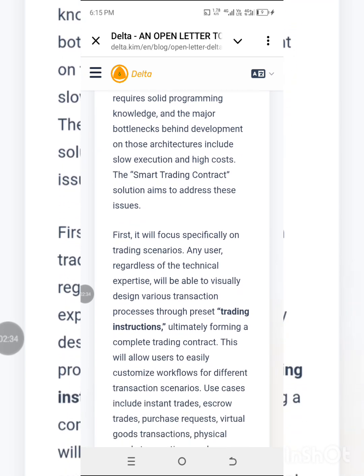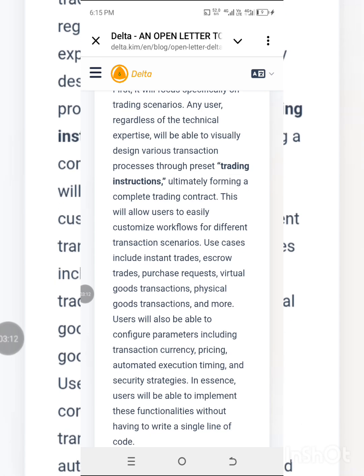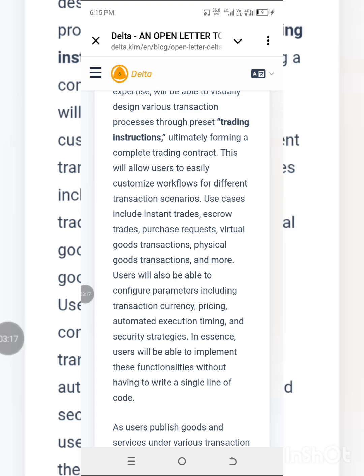First, it will focus specifically on trading scenarios. Any user, regardless of technical expertise, will be able to visually design various transaction processes through preset trading instructions, ultimately forming a complete trading contract. This will allow users to easily customize workflows for different transaction scenarios. Use cases include instant trades, escrow trades, purchase requests, virtual goods transactions, physical goods transactions, and more.